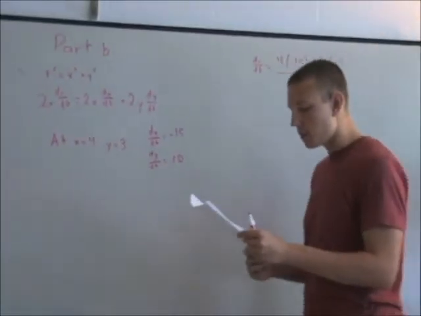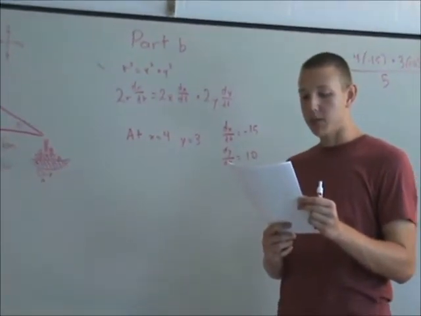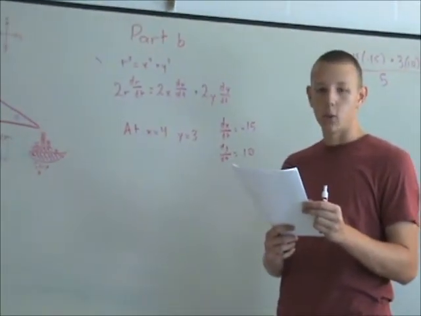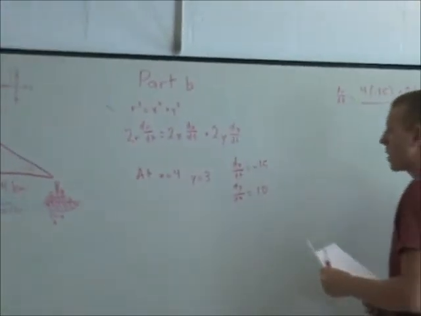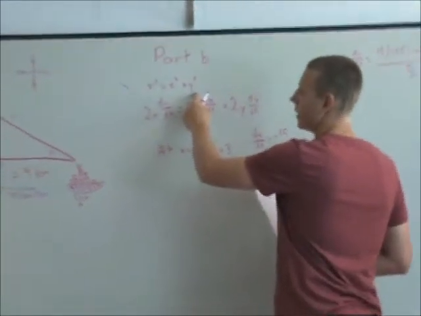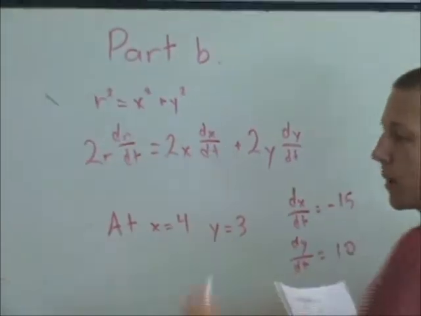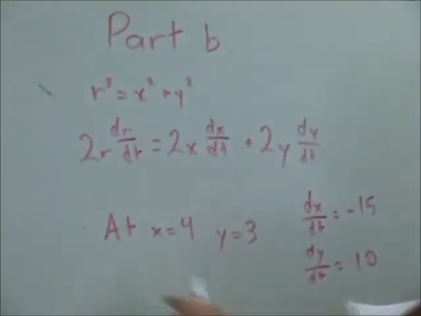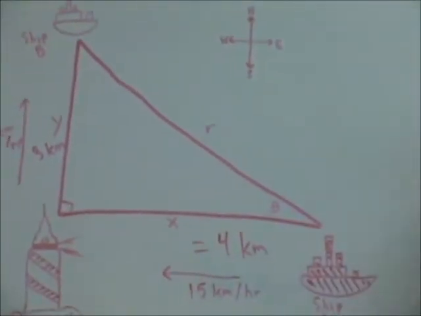Okay, part B. Find the rate of change in kilometers per hour of the distance between the two ships when x equals 4 kilometers and y equals 3 kilometers. Alright, so here's part B. What you want to start with is we bring back our Pythagorean theorem that we used in part A. So r squared equals x squared plus y squared. Now, we're looking for the rate of change between ship B and ship A, which is our dr over dt.